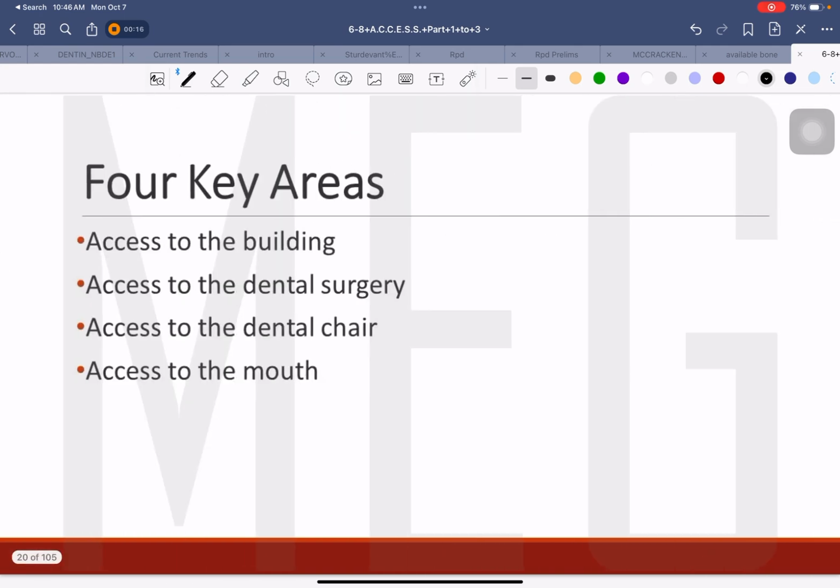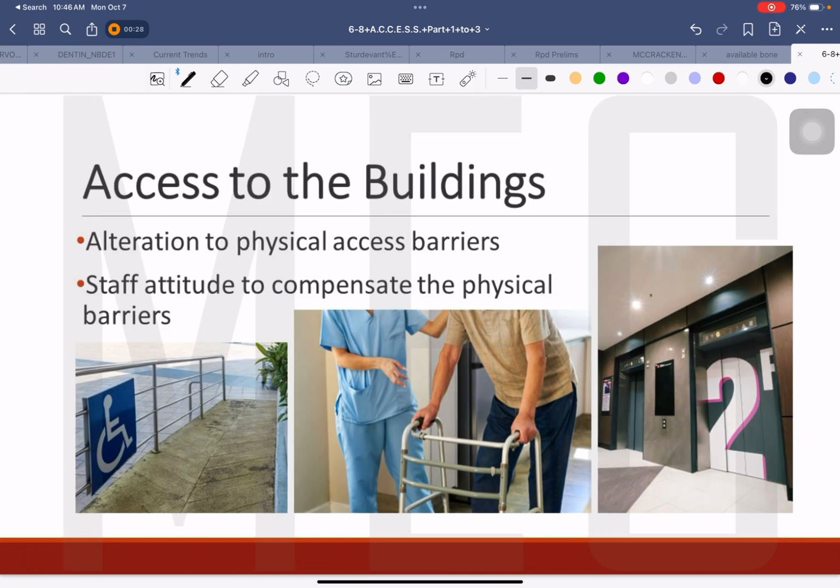There are 4 key areas of access to oral care: access to the building, access to the dental surgery, access to the dental chair, and access to the mouth. When it comes to access to the building, there should be alteration of physical access barriers. I haven't posted it, but I had the opportunity to have a tour of Seoul National University, where they have their own building for special care dentistry. In Seoul National University, they have 3 buildings: one is the medical hospital, one is the pediatric hospital, and one is the dental hospital. They have their own building, and this is managed by an anesthesiologist.